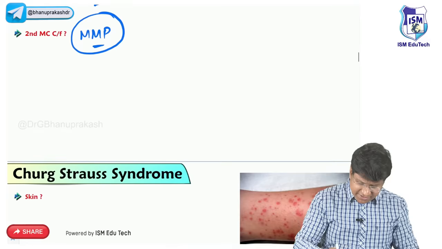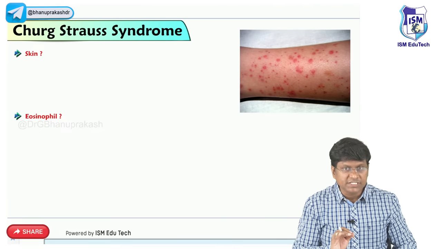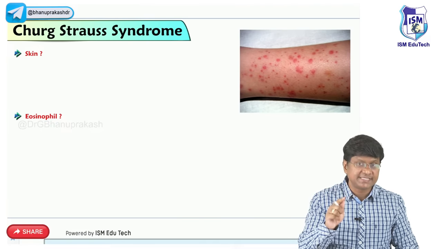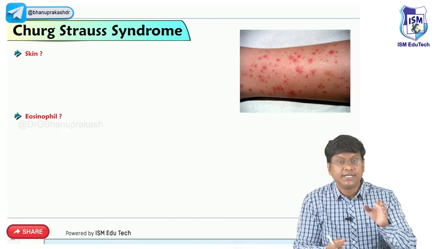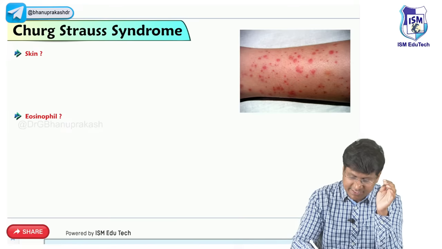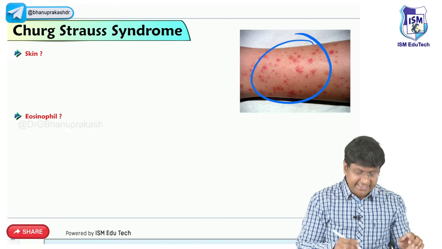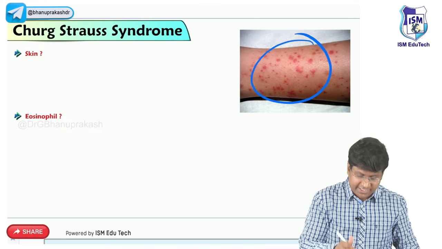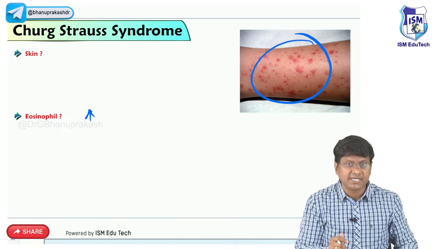Then you should be very much aware of what will be the skin involvement in patients with Churg-Strauss syndrome. See, it is a form of small vessel vasculitis. Now, the skin involvement in these patients will be in the form of purpura, right? That will be the skin involvement. Then the eosinophil levels, if you take up, right? So there will be peripheral eosinophilia. So the eosinophil numbers are elevated.